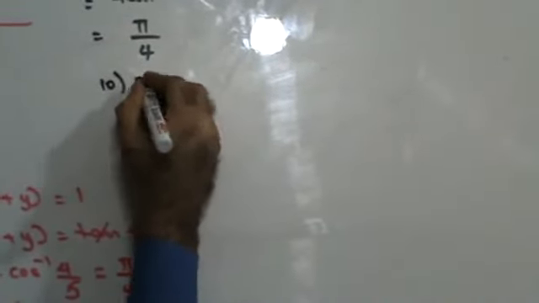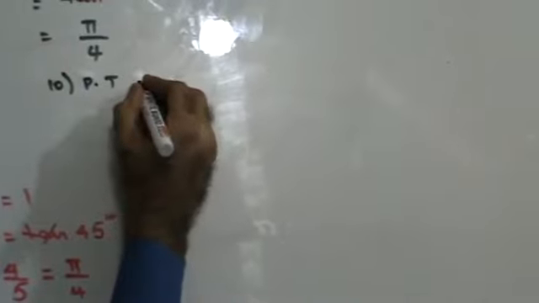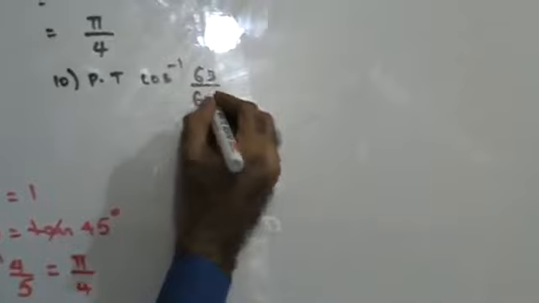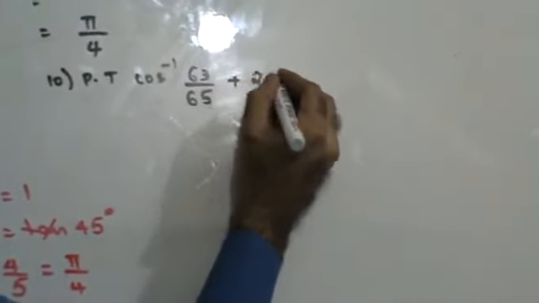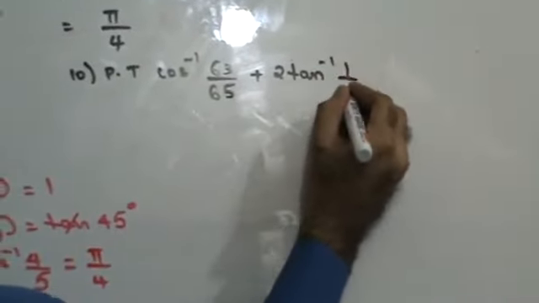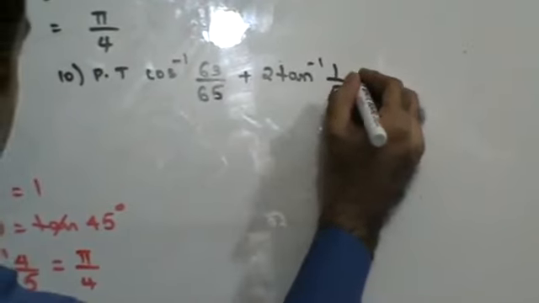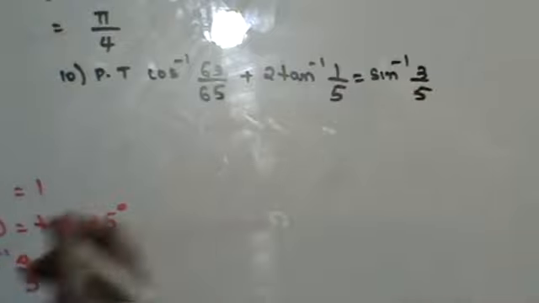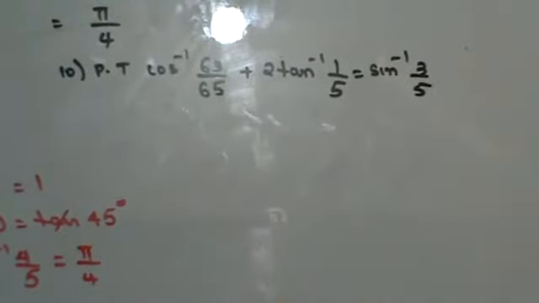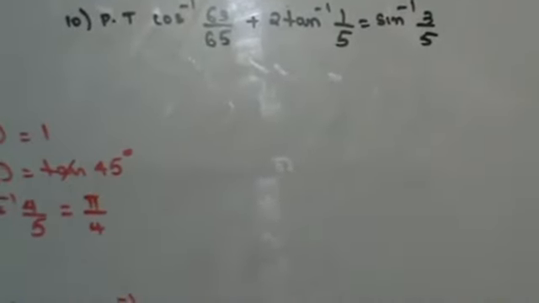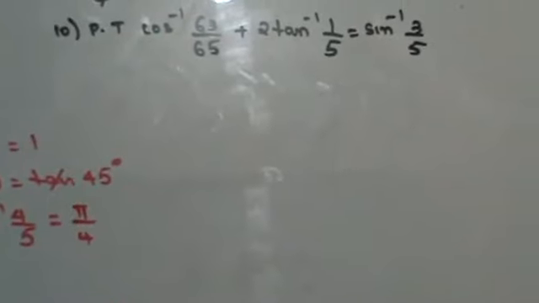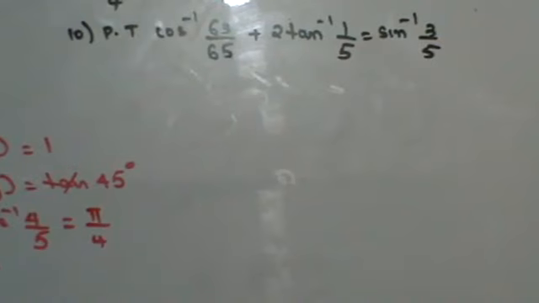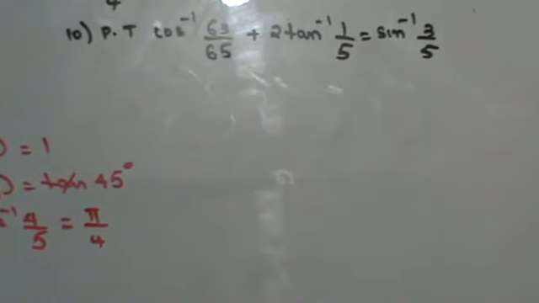Prove that cos inverse of 63 by 65 plus twice tan inverse of 1 by 5 is equal to sine inverse of 3 by 5. Right? Now, I have multiple functions here. I have cos, tan and sine, all of them. So I'll have to make an assumption here to do the sum.